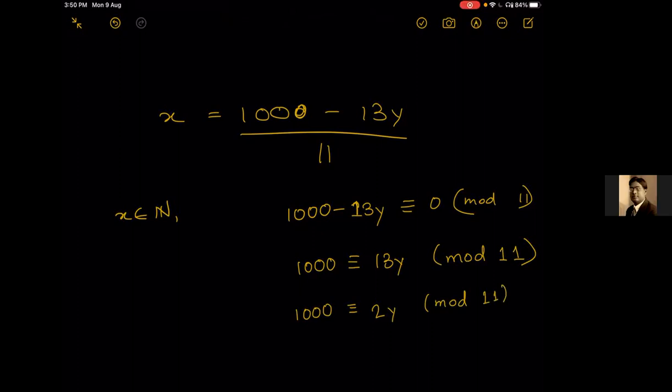So sir, as 11 and 1000 are relatively prime, 500 is congruent to y mod 11. Sir, sorry, 500, not 5000.